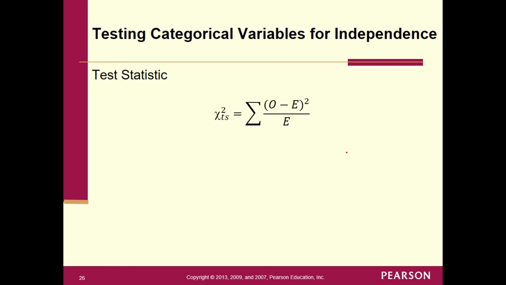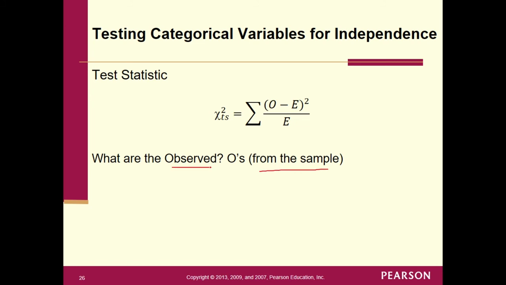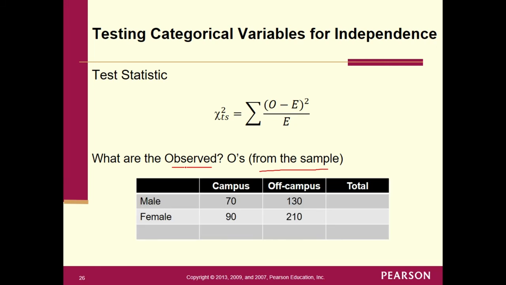Okay, so where are the O's coming from? The O's are coming from the sample, the observed. You observe something, right? Where do you observe things from? You observe things from the sample. So those numbers right there, those are the observed, all right? So we have 4 observed. The subtotals are technically not the observed. They're just subtotals of the observed. So we have 4 observed cell counts here.